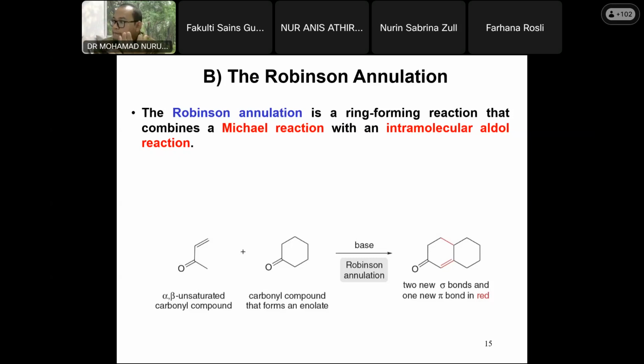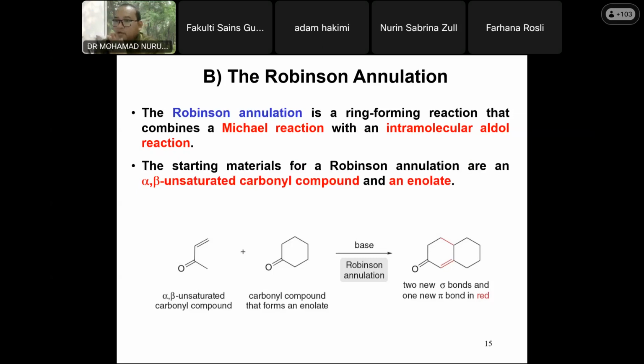And the Robinson annulation is the formation of rings that combines the Michael reaction with an intramolecular reaction. So two reactions happen. The first one is the Michael reaction, which is the coupling at the beta position that we learned before. And the second one is the intramolecular reaction, which I believe you already studied before.